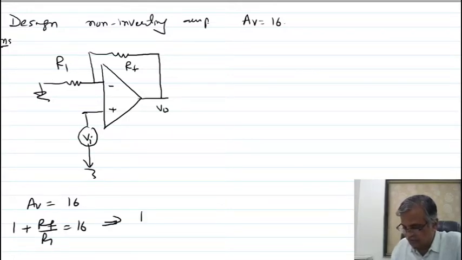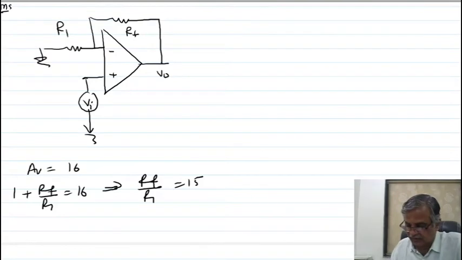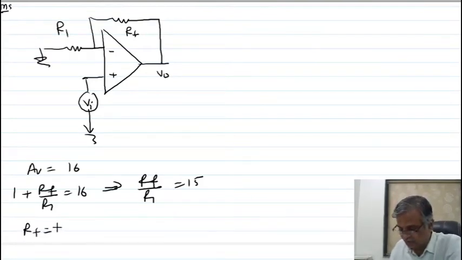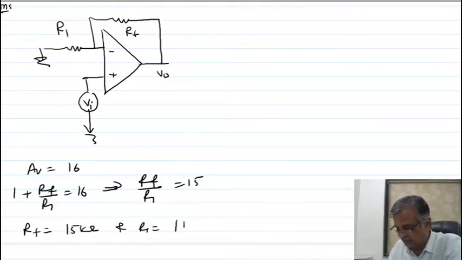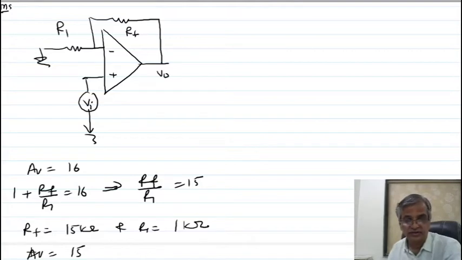So from this you can write RF upon R1 is equal to 15. Now you select the value of RF and R1 such that you will get 15. So let me take RF equal to 15 kilo ohm and R1 equal to 1 kilo ohm. Then you can get gain equal to 15. In this way you can design your non-inverting amplifier which provides the required gain.